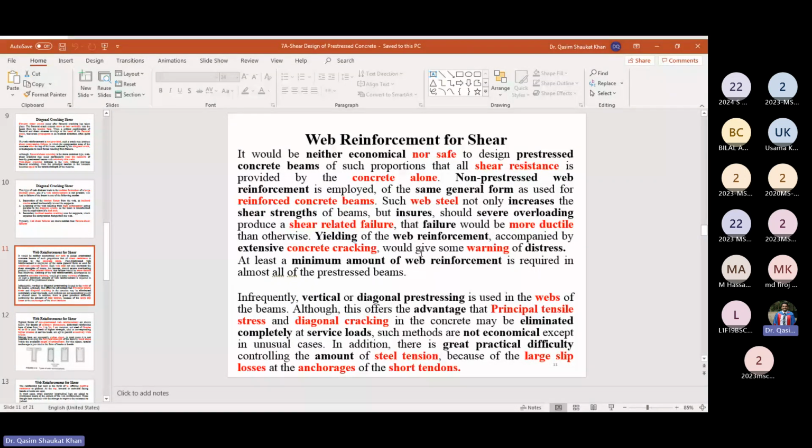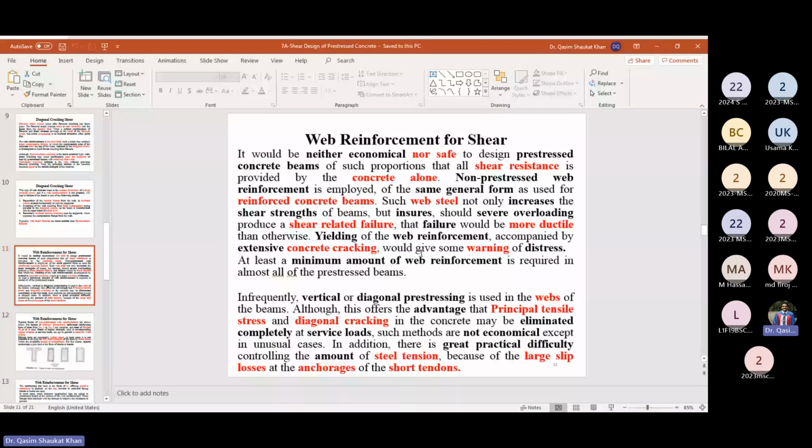It would be neither economical nor safe to design pre-stressed concrete beams of such proportions that all the shear resistance is provided by the concrete alone. We know that shear resistance is provided by the concrete and the steel. If we do not provide the steel, then the shear resistance will be provided by the concrete alone, and that resistance may not be sufficient to cater for the applied shear.